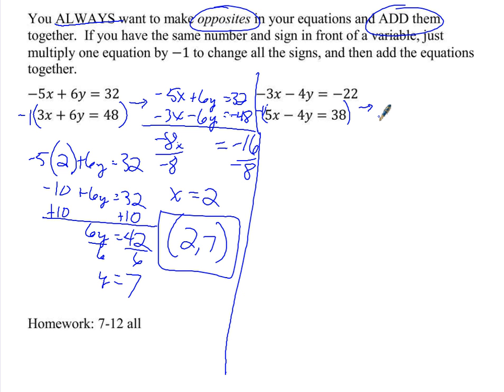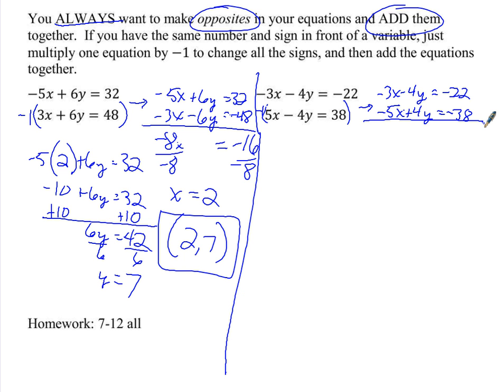Did I do anything to my top equation? No, so I just rewrite it. -3x minus 4y equals -22. And the bottom equation becomes -38. Okay, now do we have opposites? Yeah. So we can draw our line and add.